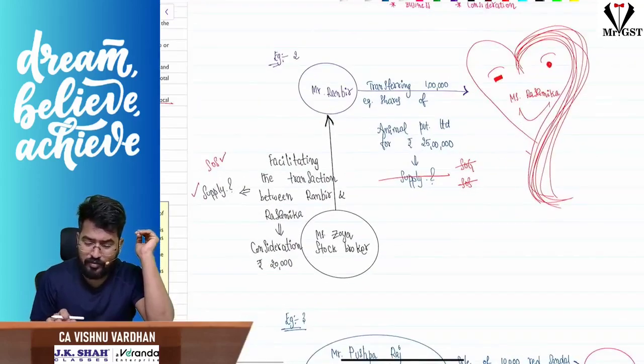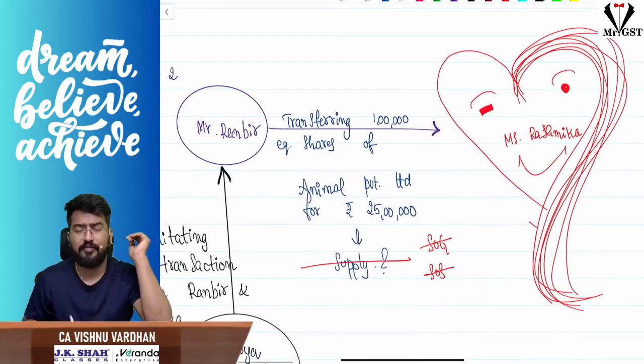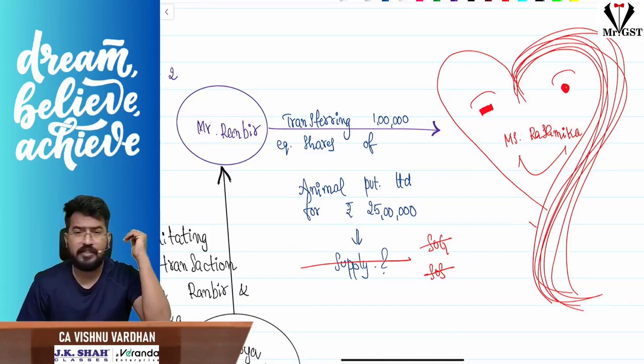Now, for example, Mr. Ranbir is transferring 1 lakh equity shares of Animal Private Limited to Rashmika for 25 lakh rupees. Is it supply or not? Because securities are neither goods nor service, so it is not at all a supply.